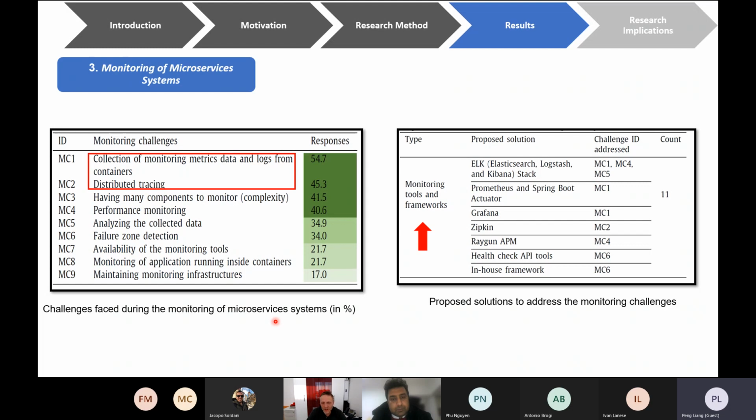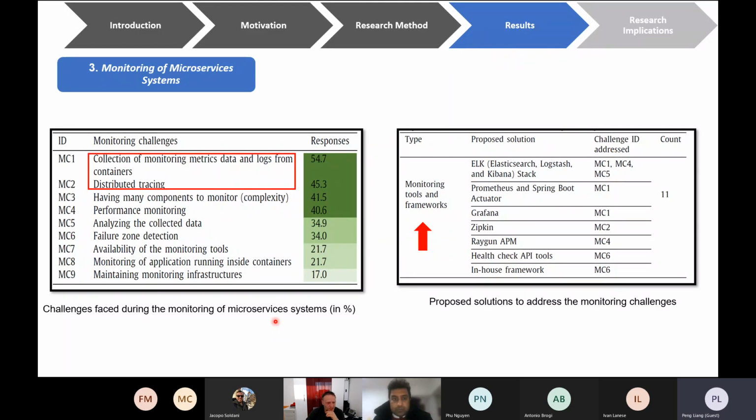For example, the ELK stack, Elasticsearch, Logstash, and Kibana, and in particular this solution, maybe we can define it as a platform. This solution addresses challenges number 1, 4, and 5. They also recommended Prometheus, Spring Boot Actuator, Grafana, and Zipkin, as Zipkin is a distributed tracing monitoring tool.